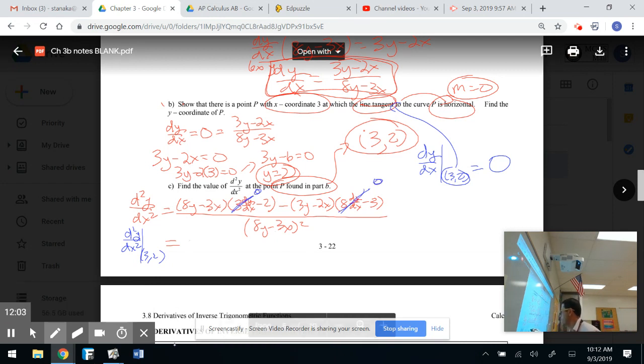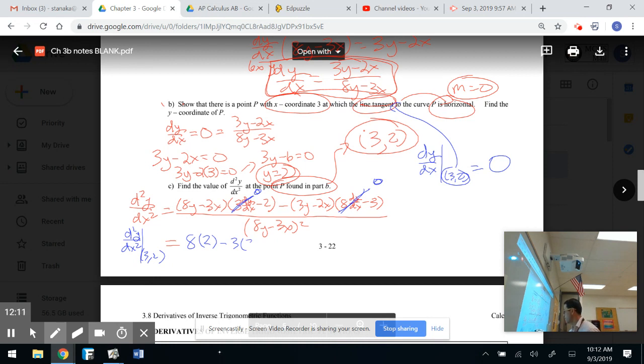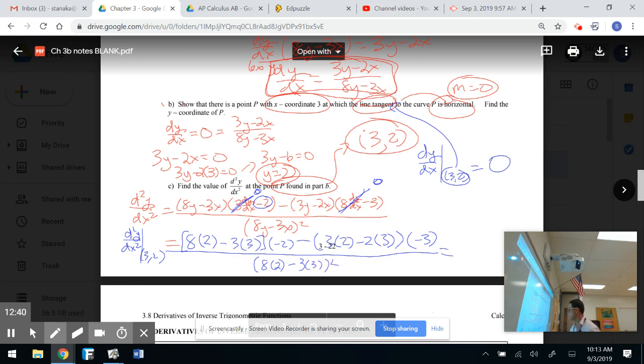And then all I have to do to finish this bad boy out is it would be 8 times my y, which would be 2, minus 3 times my x, which would be 3. Okay, and that's that first piece, correct, class? And then I'm going to multiply that by negative 2 because I'll still have that negative 2 from that piece right there. Minus, let's go, 3 times the y, which was 2, minus 2 times the x, which is 3. And then I'm going to multiply that by that negative 3, all over low, which would be 2 minus 3 times 3. Booyah. Oh my gosh, that's some crazy work.